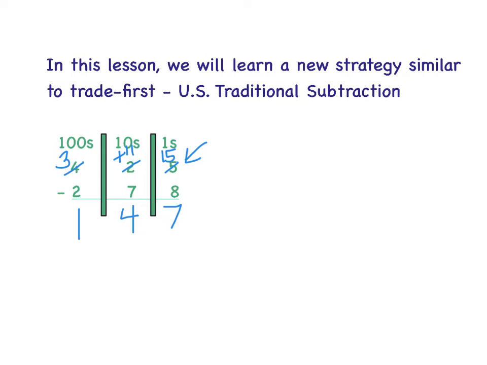So again, with this method, you're going to do one column at a time. You'll do your regrouping and then do your subtraction in the ones column. Then you'll move to the tens, do your regrouping if needed, and then do your subtraction in the tens. Then move to the hundreds and do the same thing. And you keep repeating that process until you have used all of the columns that you have for the digits that you have in your number.